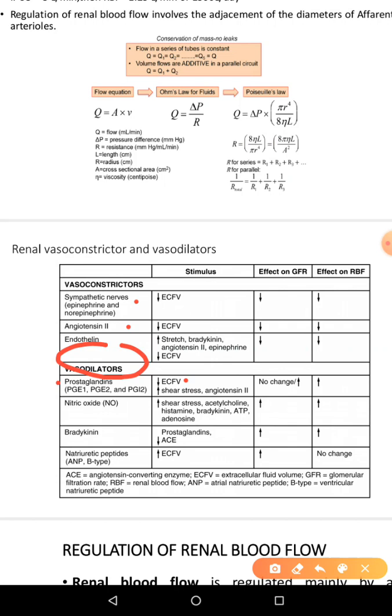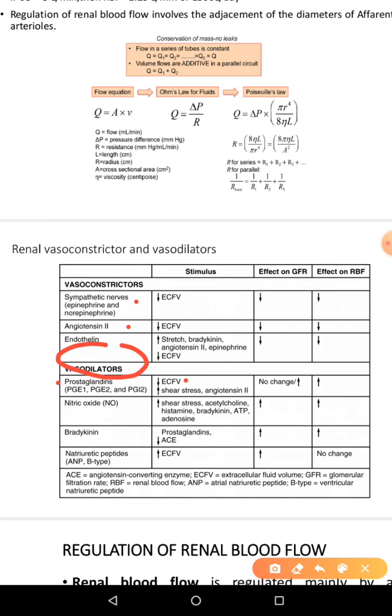That's why these drugs called the non-steroidal anti-inflammatory drugs inhibit synthesis of prostaglandins, and they'll interfere with the protective effect of prostaglandins on renal function following a hemorrhage. So it's very important to know that the non-steroidal anti-inflammatory drugs may have detrimental effects on the renal system.